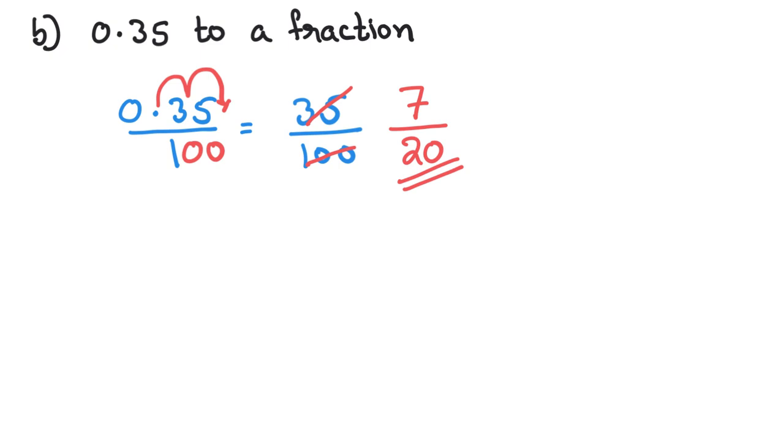So what is the equivalent of 0.35 as a fraction? It is 7 over 20. Get it? Let's move on.